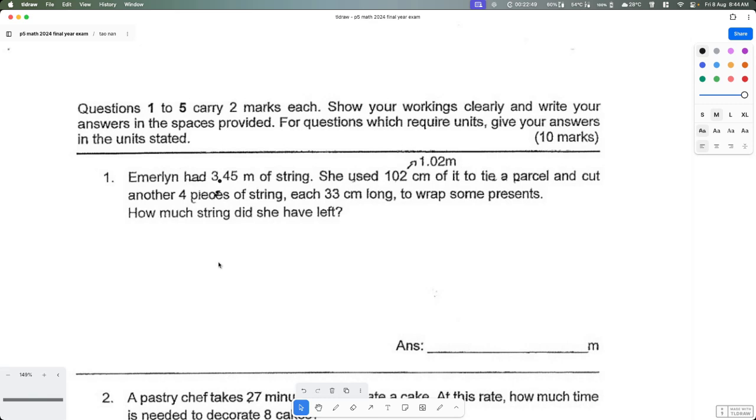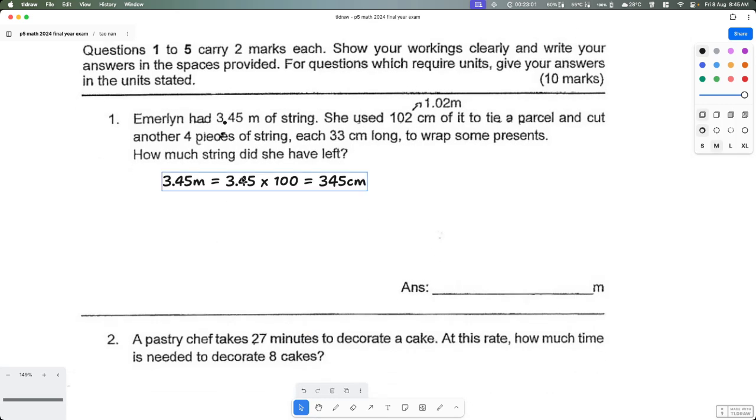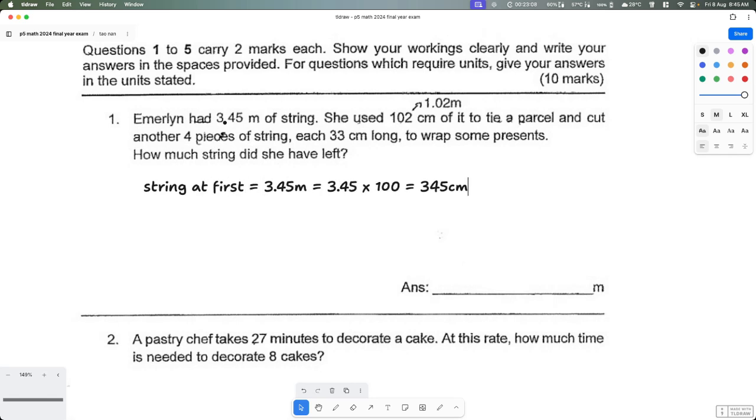Okay, so in this case, we want to convert 3.45 meters, which is equal to 3.45 times 100, so that's 345 centimeters. So this is what she had at first. String at first is 345 centimeters.